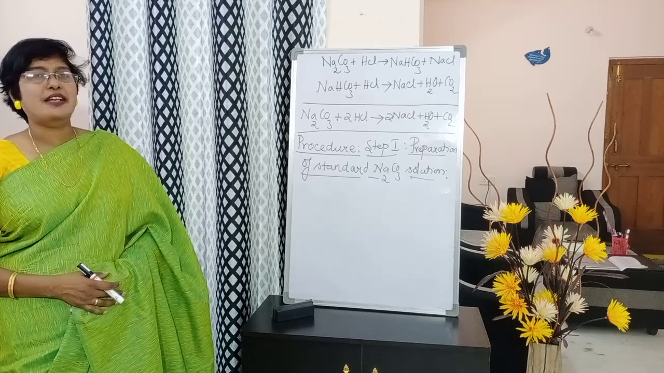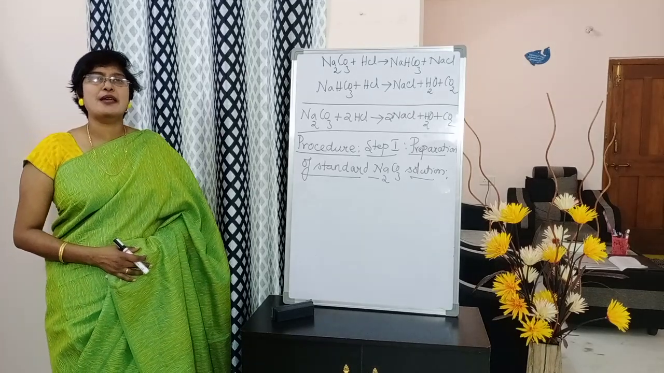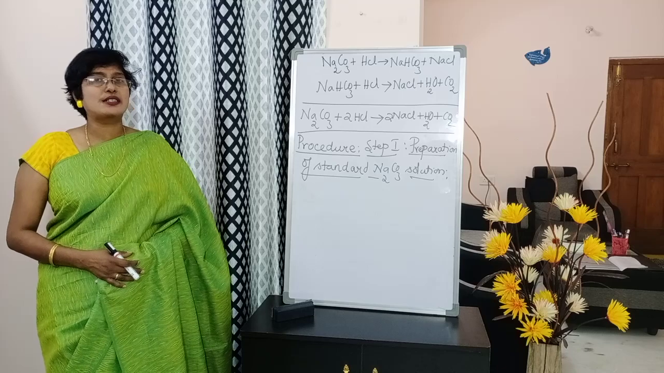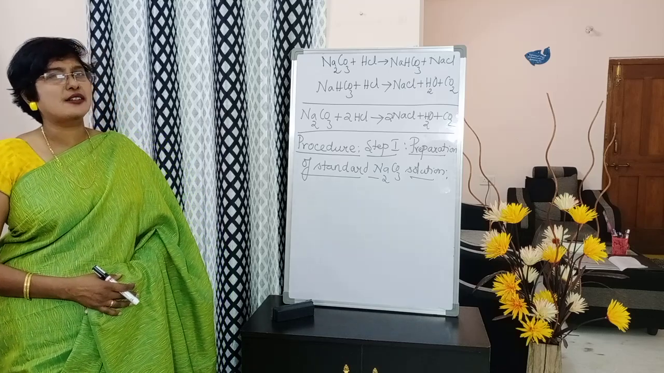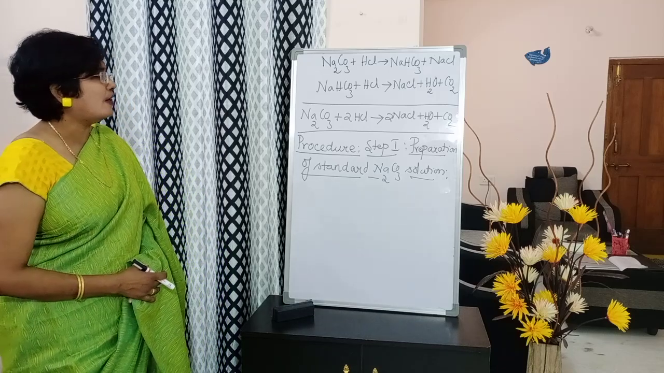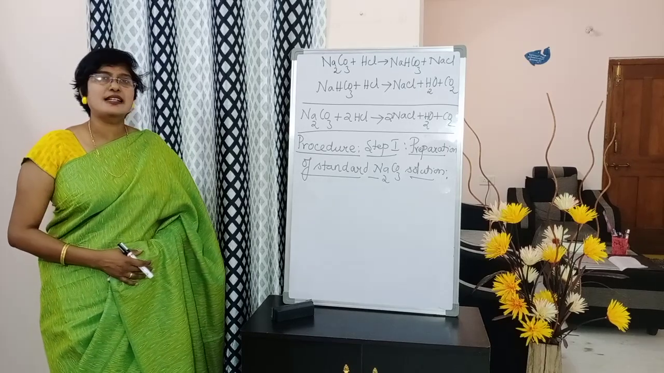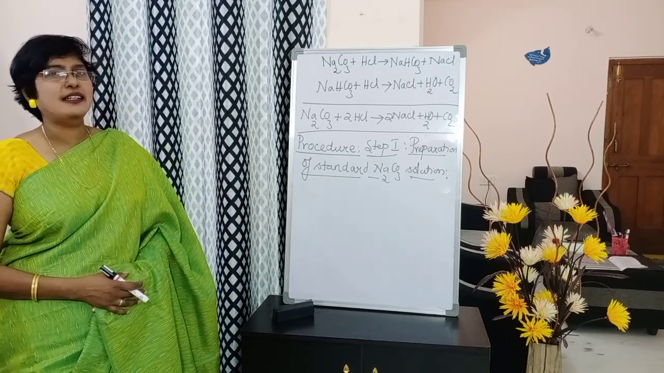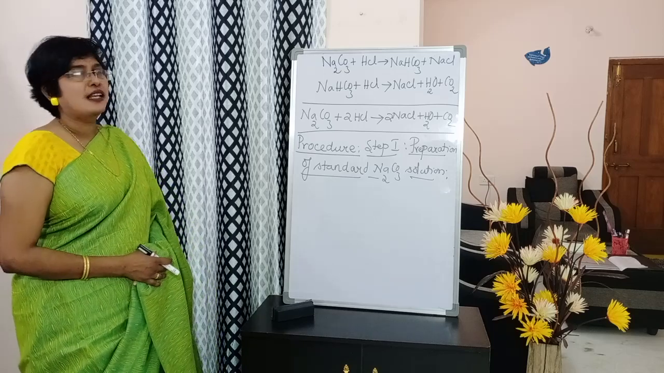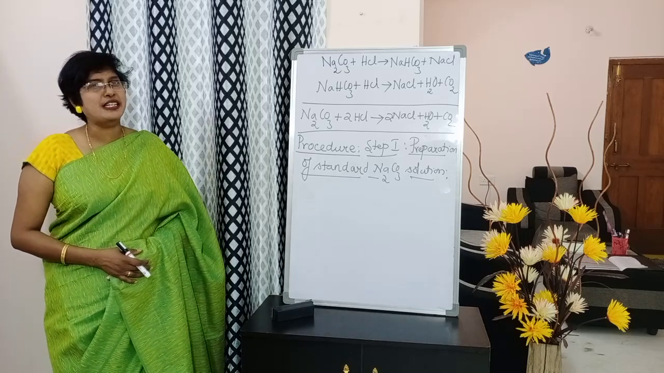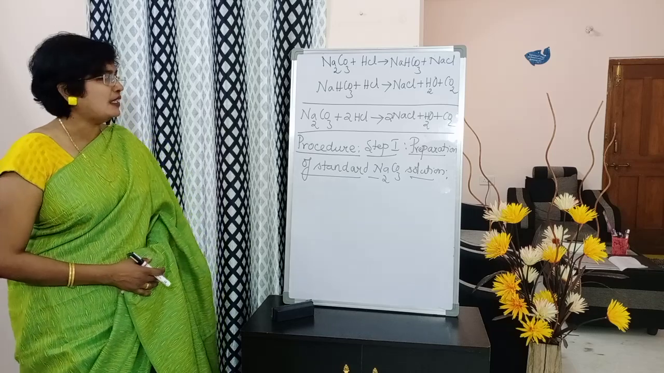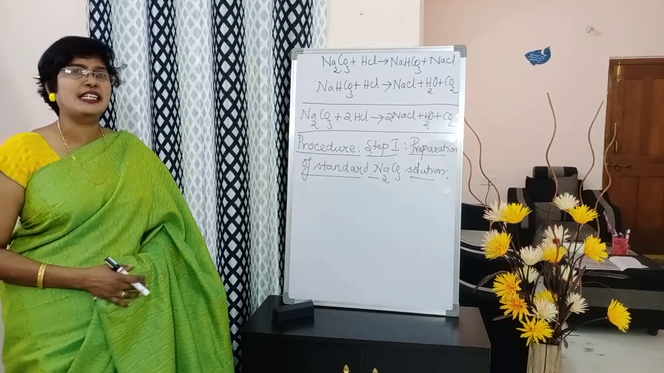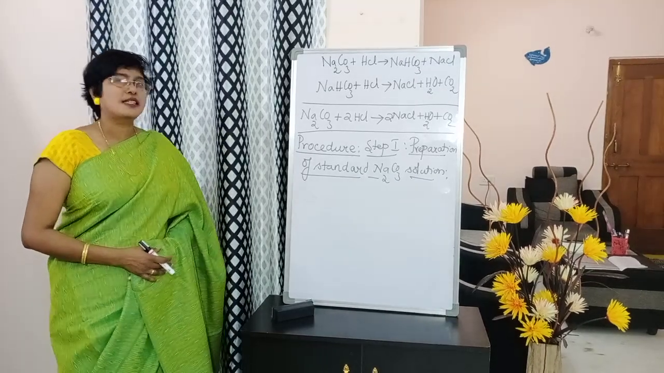So for every experiment we take a primary standard substance whose concentration remains constant. Here also the primary standard substance is sodium carbonate. We prepare standard Na2CO3 solution like we have prepared for the previous experiment. So under this, write down, students, I will dictate the procedure for step 1.